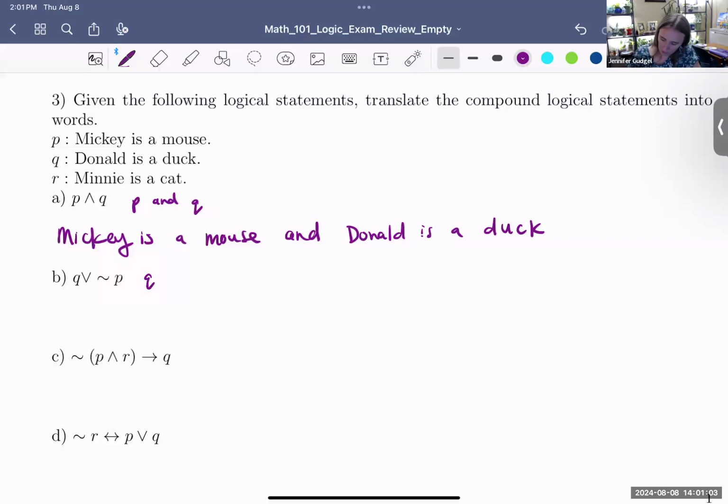This is Q or not P. And remember, with the nots, we don't put the word in front. We're not going to say not Mickey is a mouse. We're going to say Mickey is not a mouse. So just be aware that negation gets inserted into the middle of the statement. Donald is a duck, or Mickey is not a mouse.